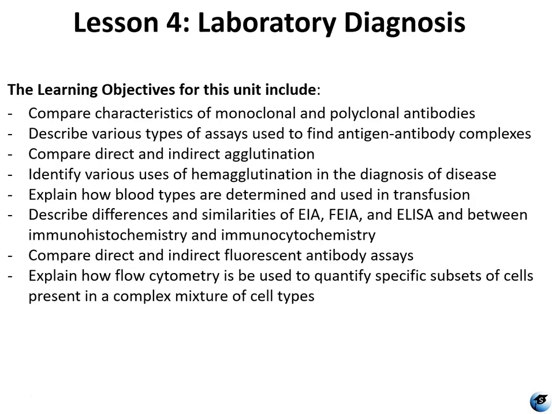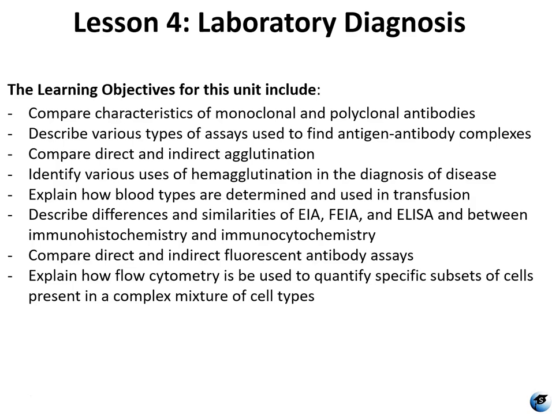The learning objectives for this unit are going to be comparing characteristics of monoclonal and polyclonal antibodies, describing various types of assays used to find antigen-antibody complexes, comparing direct and indirect agglutination, identifying various uses of hemagglutination in diagnosis of disease, and how blood types are determined and used in transfusion.